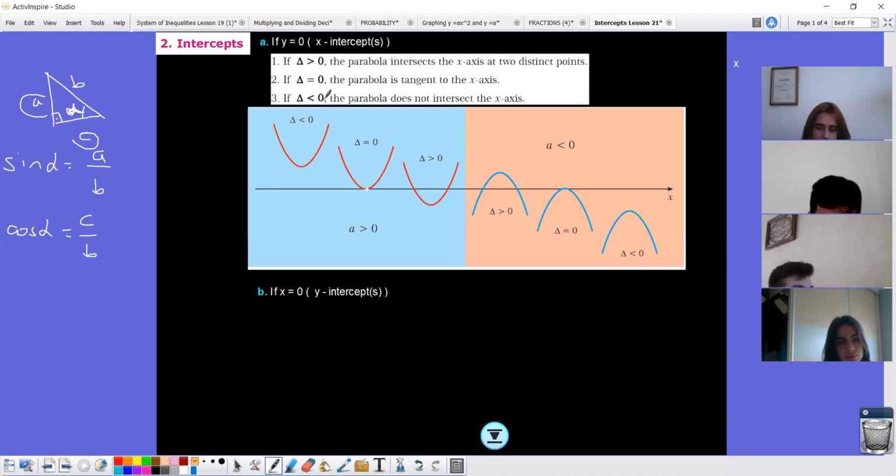If delta is less than 0, the parabola does not intersect the x-axis. Look, it will not touch the x-axis if your discriminant is less than 0, while you are finding the x-intercepts. The second part is how you find the y-intercept. Now, instead of x, you will write 0 and you will find the y-intercept. Is it okay?